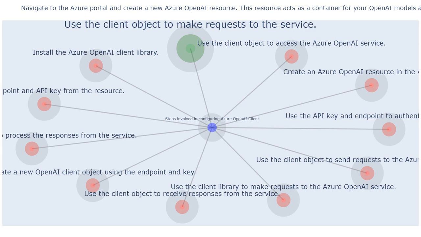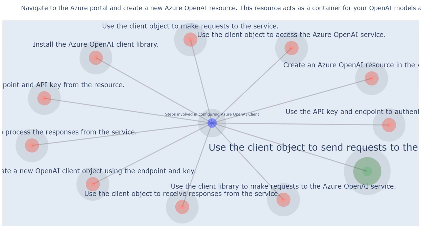Use the client object to make requests to the service. The client object provides methods for sending requests to the service, allowing you to invoke different functionalities and interact with OpenAI models. Use the client object to send requests to the Azure OpenAI service. This involves specifying the desired action, such as generating text, translating languages, or summarizing content, along with any required parameters.